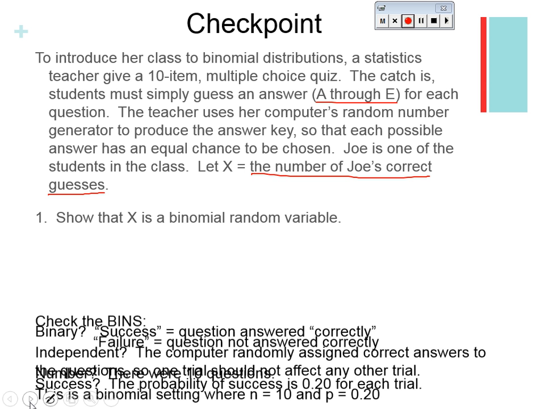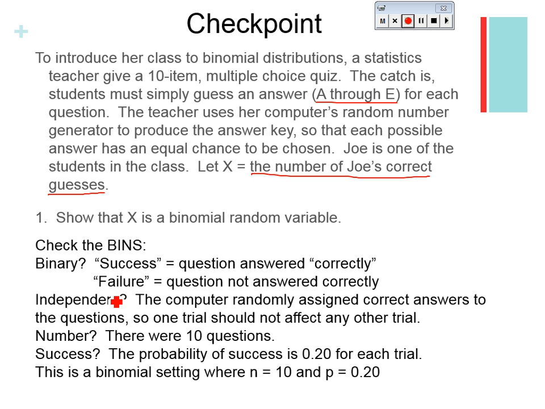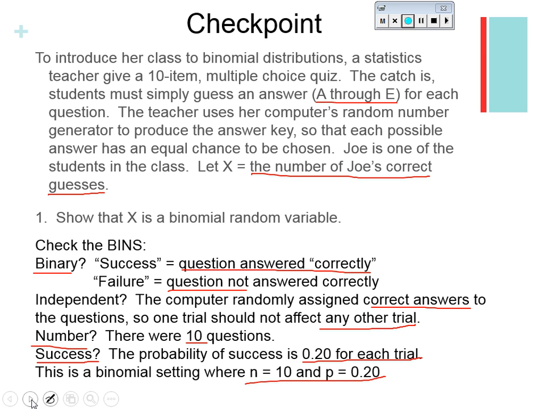So that's when you want to check your conditions for this. The binary condition is success or failure, meaning he either answers the question correctly or he does not. Independence: if the computer is randomly assigning correct answers, that means one trial would not affect the other. We could say that each of these trials are independent. The number of trials is given. There's 10 questions on the test. And then success would be that the person answers the question correctly versus failure would be that they do not. So that's what makes this a binomial setting.